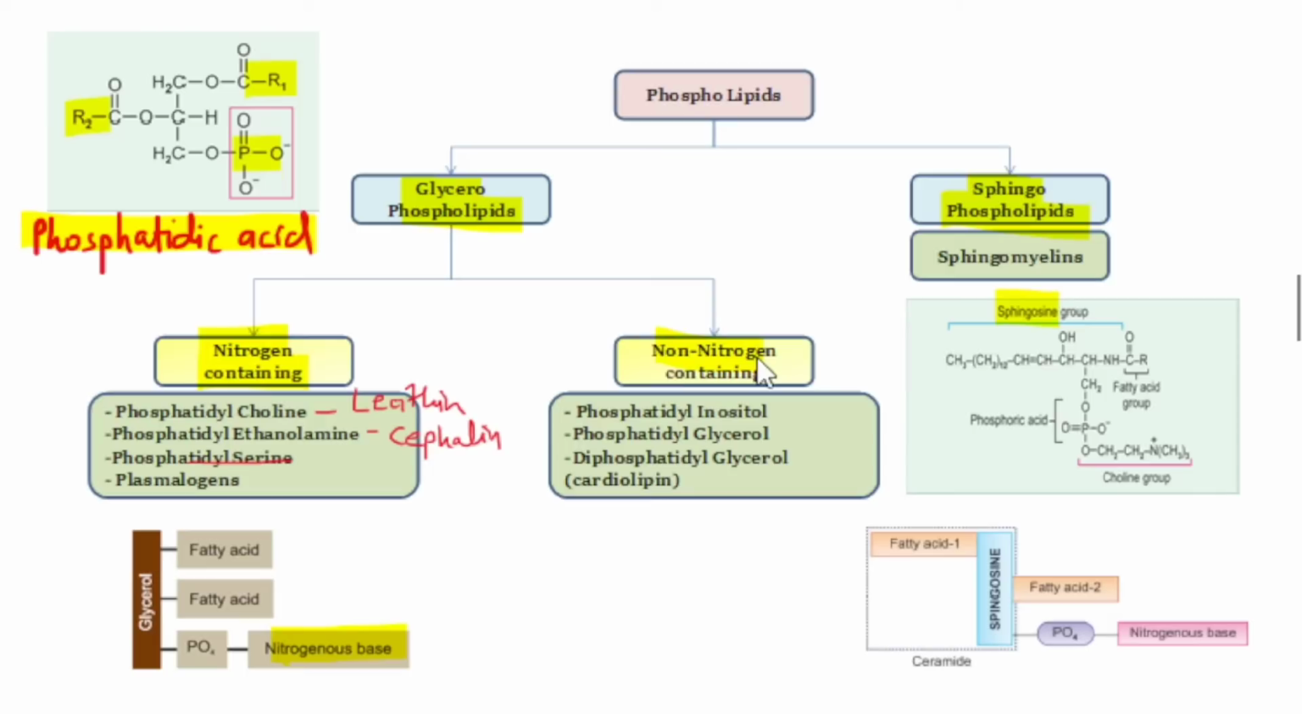Non-nitrogen containing glycerophospholipids contain glycerol, fatty acid, phosphate and a non-nitrogenous compound. For example, phosphatidyl inositol, where inositol is attached to the phosphatidic acid. Second is phosphatidyl glycerol. And third is diphosphatidyl glycerol, or you can say cardiolipin. We will see one by one.